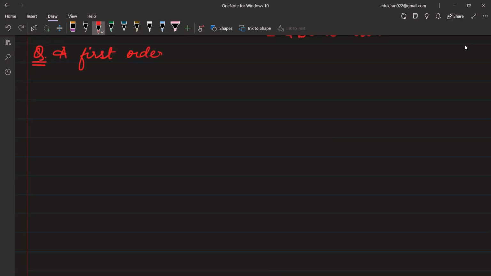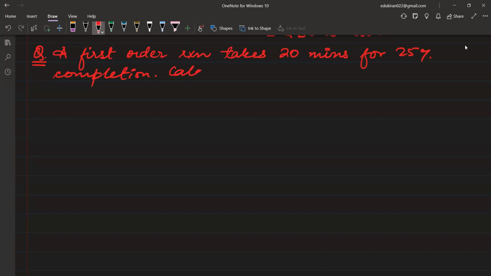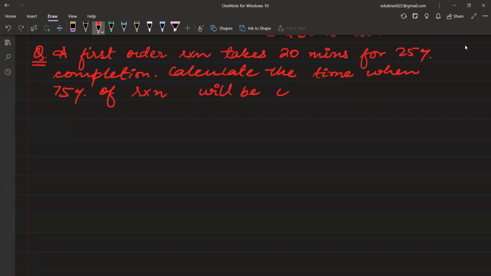A first order reaction takes 20 minutes for 25% completion. Calculate the time when 75% of the reaction will be completed.